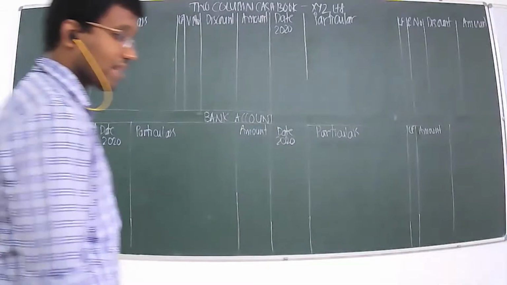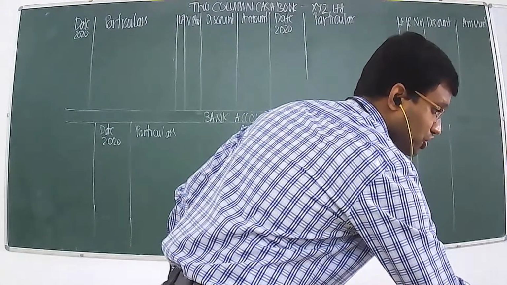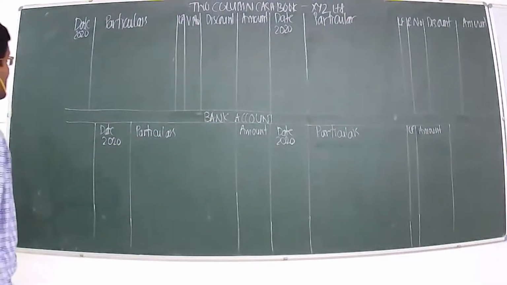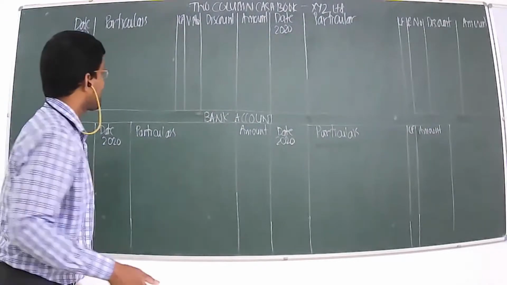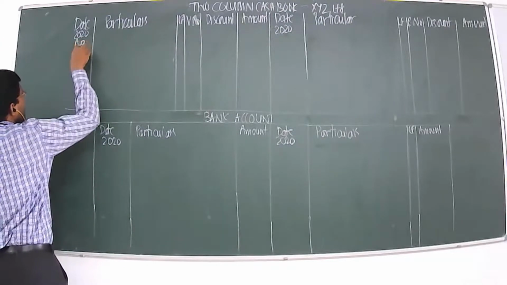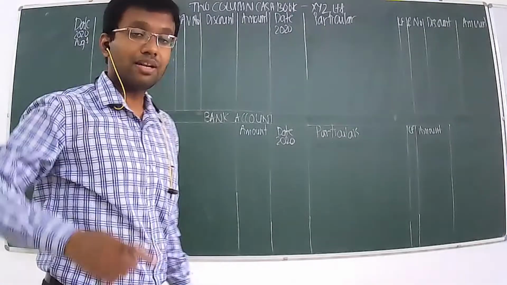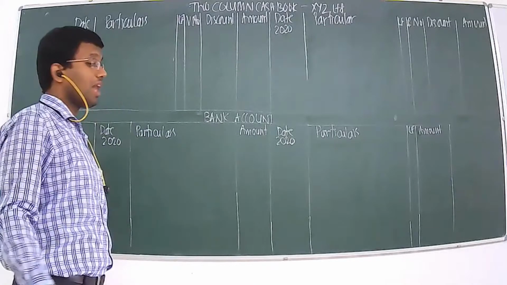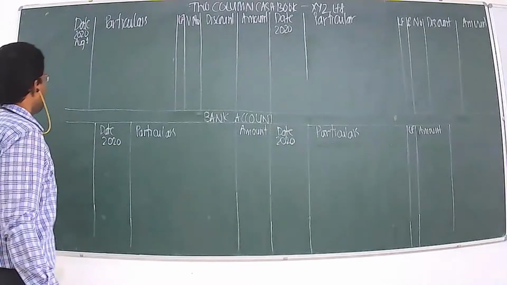Now let's look at the transactions one by one. The first transaction tells us balance of cash in hand. So what does that mean? Remember, two column cash book is a continuous book that you're preparing throughout the year. When you say balance of cash in hand, that means on the last day of July, you had 60,000 rupees in your hand, and that balance you're bringing down over here.